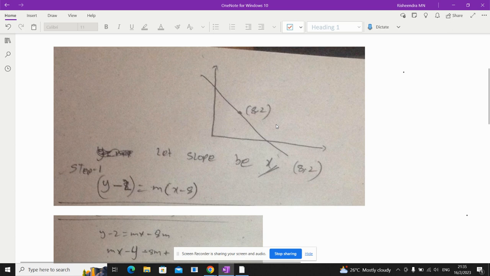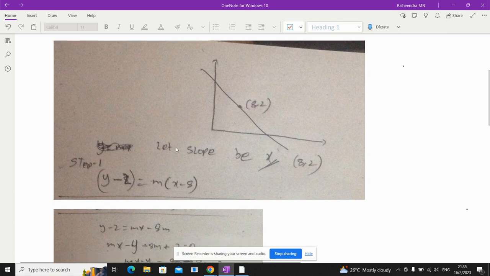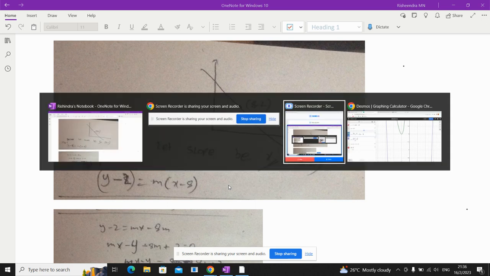First, just forget about the question and the values, and look at the graph. The straight line passes through (8, 2) and has a slope of m. When we write it as an equation, y minus 2 equals m times (x minus 8), from the formula y minus y1 equals m times (x minus x1).